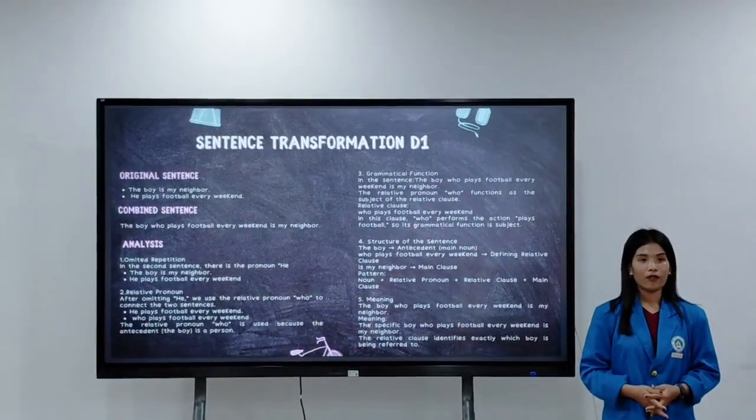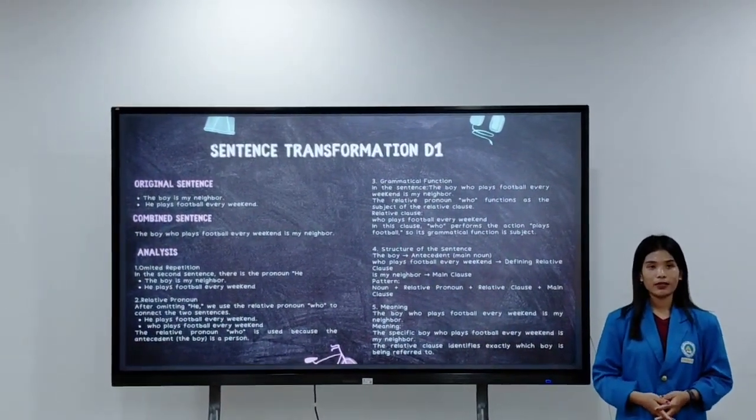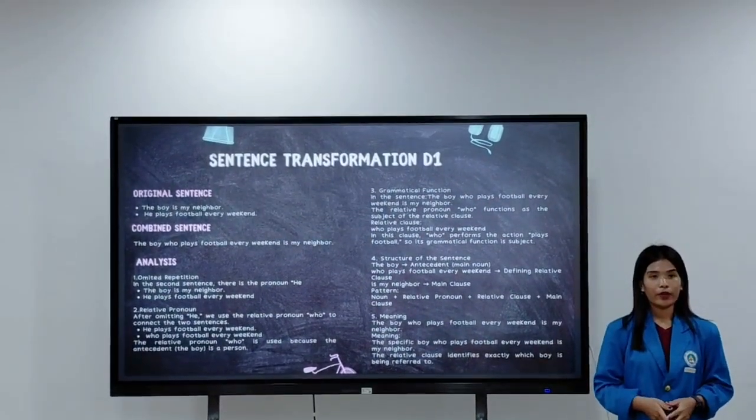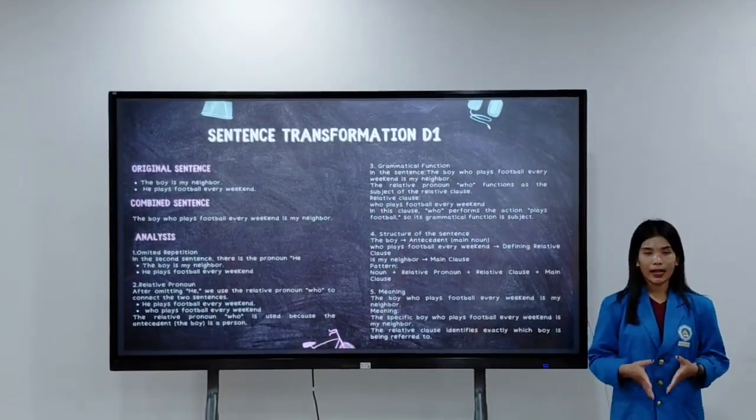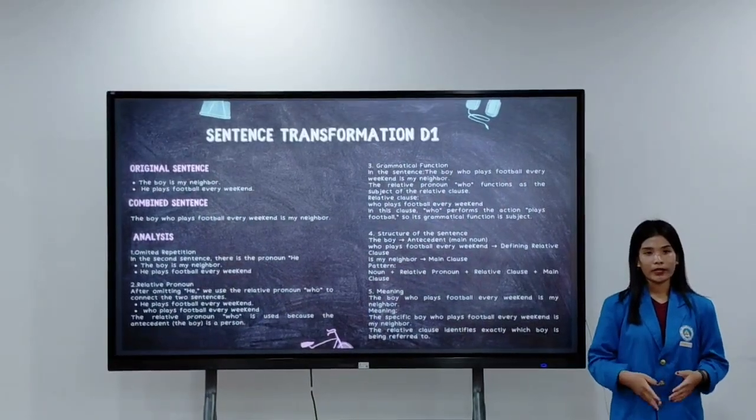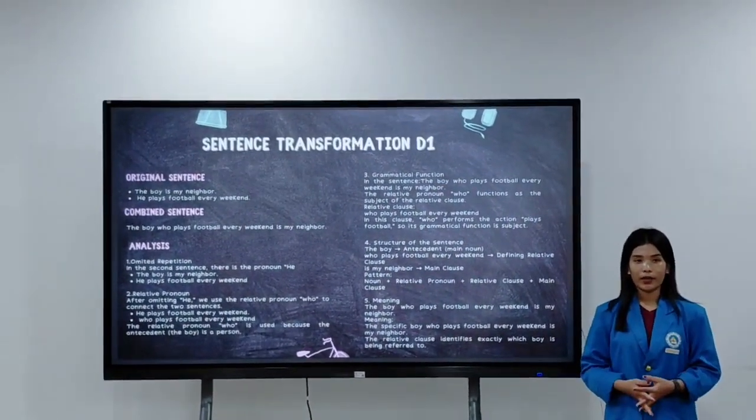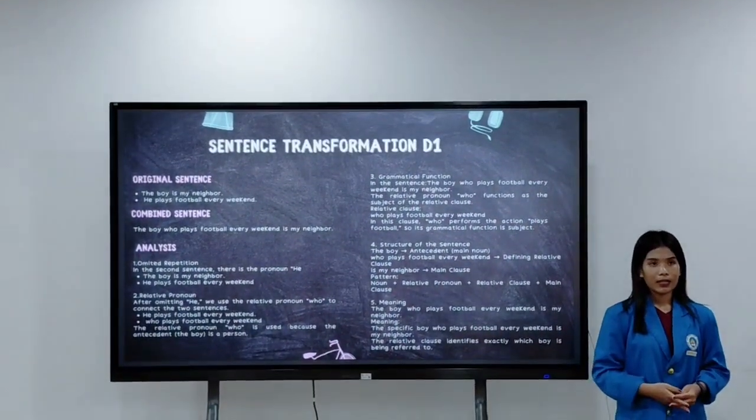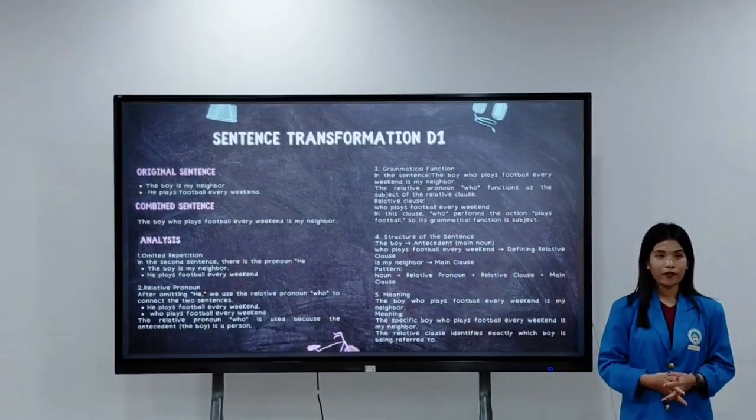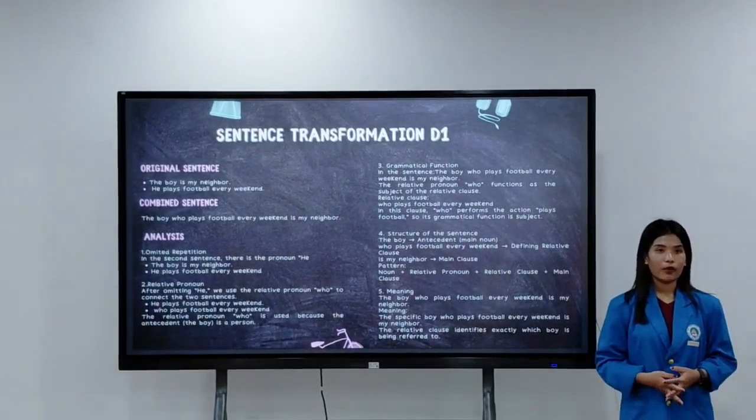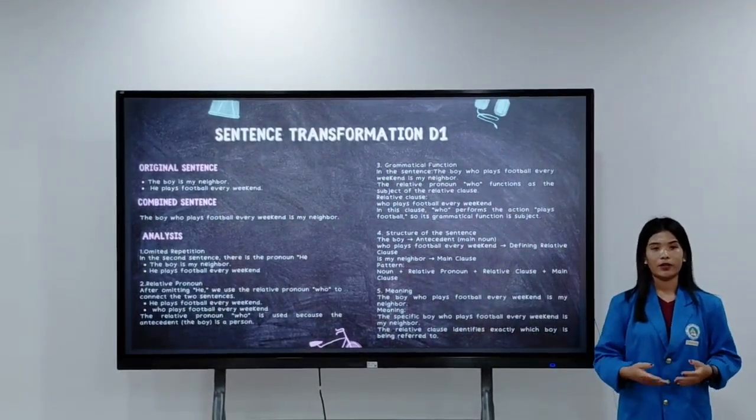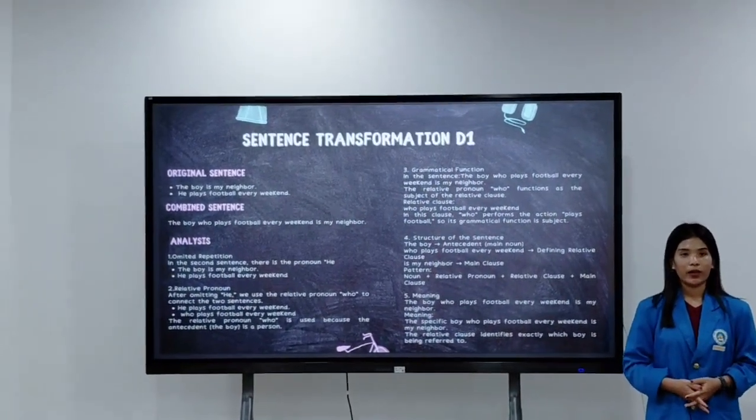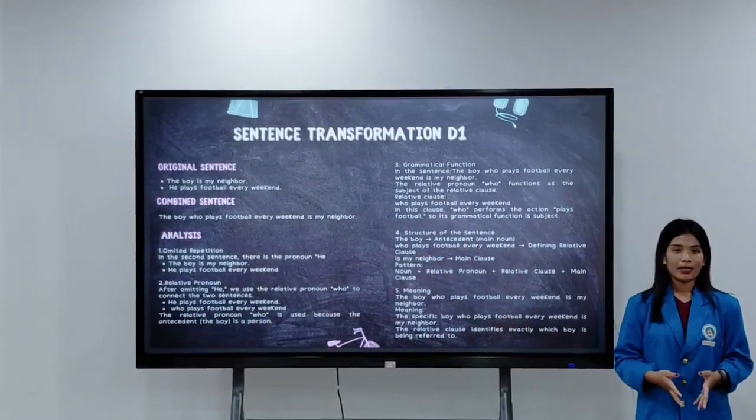Four, structure of the sentence. The sentence consists of three parts: the boy, the antecedent; who plays football every weekend, the defining relative clause; is my neighbor, the main clause. The relative clause gives additional information about the boy. Last, five, meaning: the boy who plays football every weekend is my neighbor. The relative clause helps us identify exactly which boy is being discussed, not just any boy.